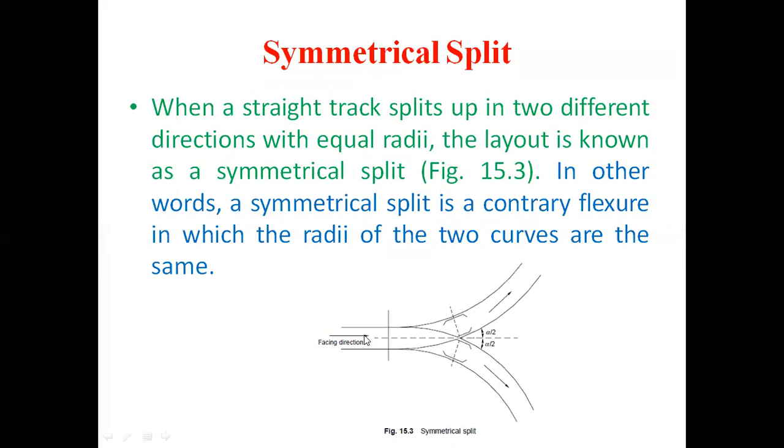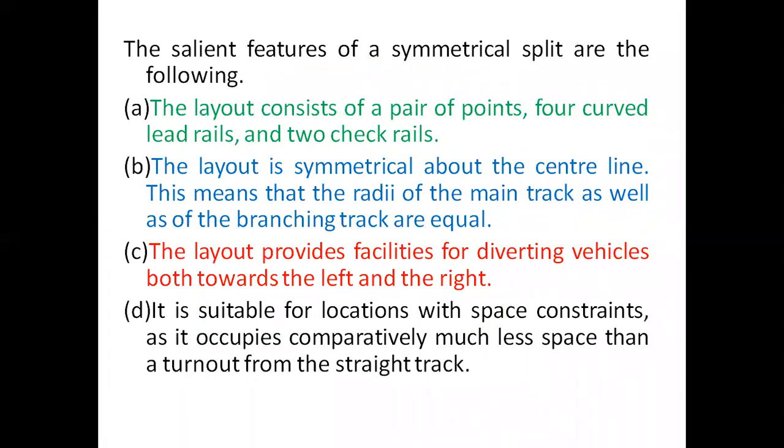This is the main direction of the locomotive on the track, and this is the symmetrical split we can observe, with two tracks provided: one branch line and another. Two branch lines from the one main line have been provided with a symmetrical split, and the same radii is provided to the two curves of the tracks. Here this is nothing but a symmetrical split.